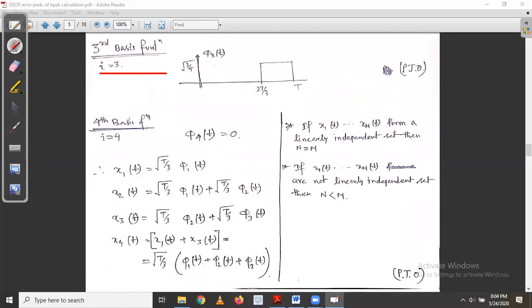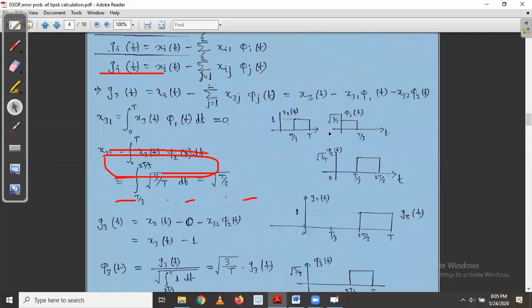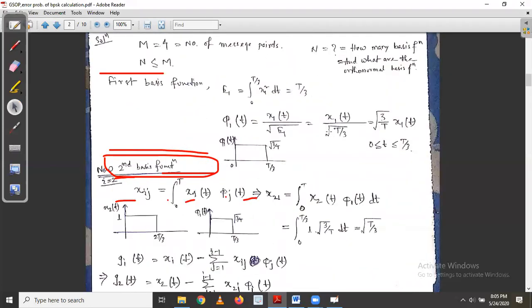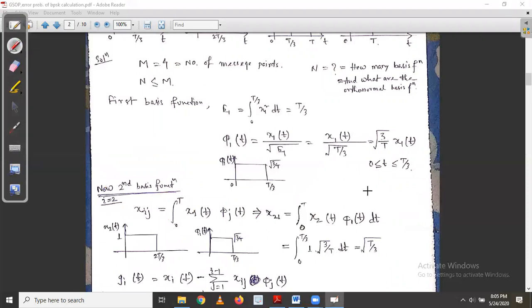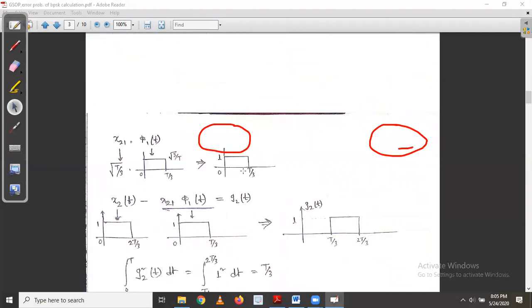I have written the same thing, third basis function, fourth basis function. Then what about the signals in terms of basis functions? So x1 will be this one, and x2 will be phi 1 and phi 2 multiplied by these two things. Now let's go to the first one. We have this expression. So what about x1(t) in terms of this? It is nothing but root of t by 3 multiplied by phi 1(t), that I have written here.